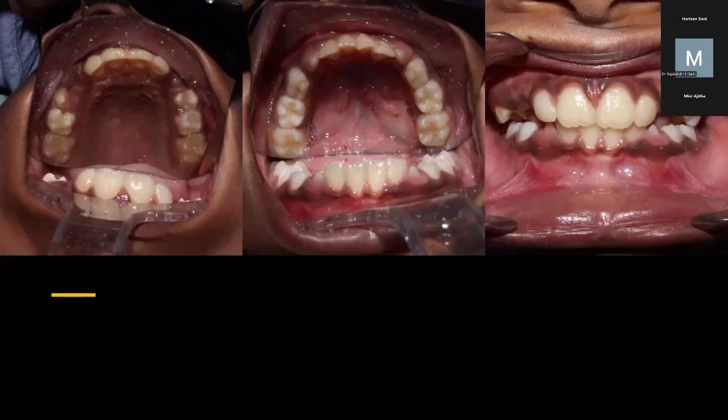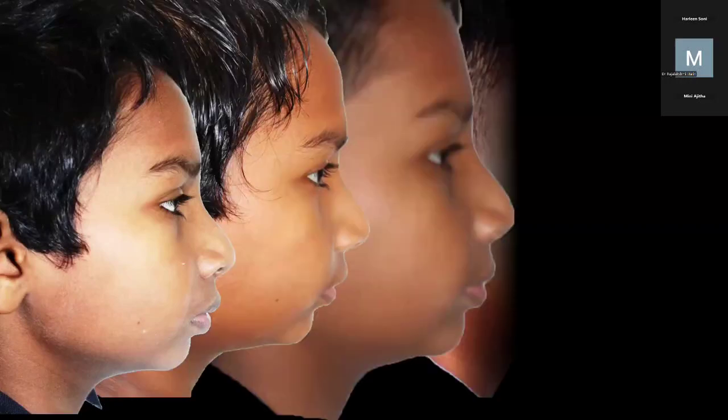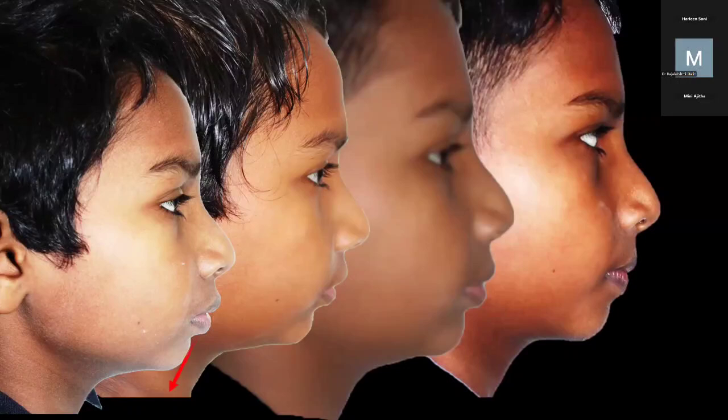Now you can see the upper arch, the canine is slowly guided into the occlusion nicely. Let's see this current stage from when he started the treatment. This is almost the mid stage, end stage of the treatment.